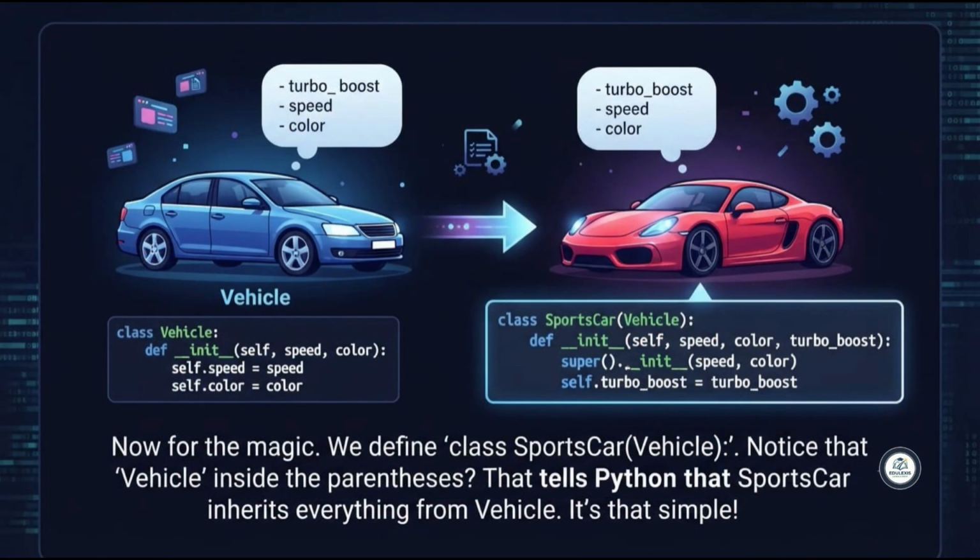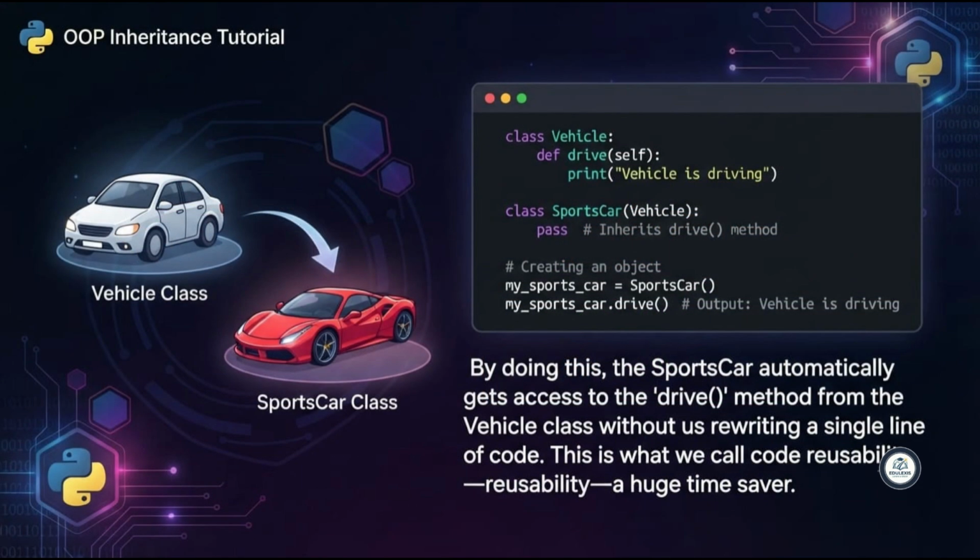Now for the magic. We define a class SportsCar, with Vehicle inside the parentheses. Notice that Vehicle is inside the parentheses. That tells Python that SportsCar inherits everything from Vehicle. It's that simple. By doing this, the SportsCar automatically gets access to the drive method from the Vehicle class without us rewriting a single line of code. This is what we call code reusability, a huge time saver.